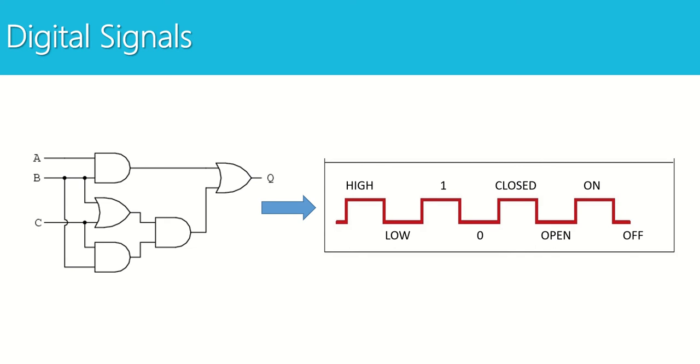So we have a lot of interchangeable terms, but at the end of the day, a digital circuit only has 2 states, 0 volts and 5 volts. And a digital signal is what comes out of a digital circuit, and that signal will only ever have one of 2 possibilities. Either the signal will be high, 1, closed, on, or the signal will be low, 0, open, off. Those are our only 2 possibilities when we look at a digital circuit.